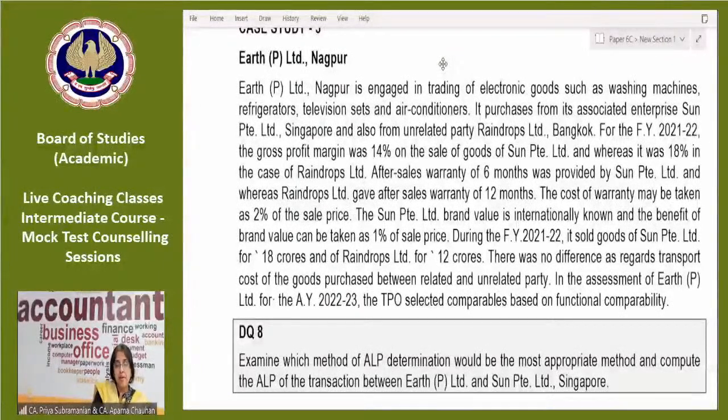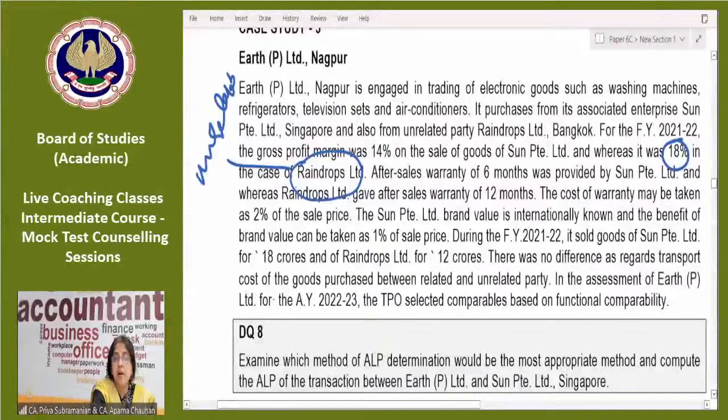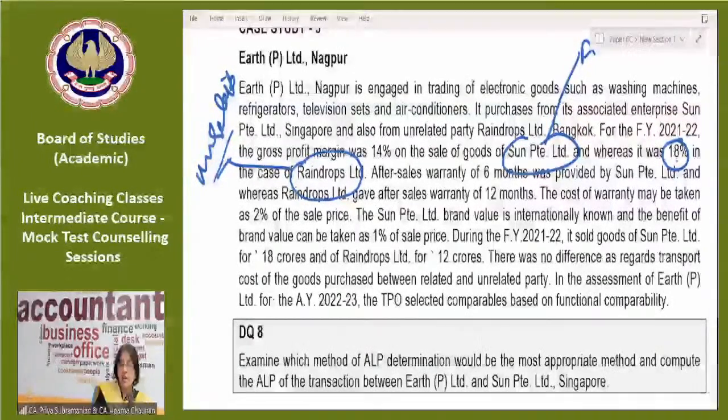And what is a comparable transaction? The comparable transaction is purchasing goods from Raindrops Limited and selling them to unrelated parties. The GP margin of 18% was earned from the comparable transaction, in the case of Raindrops. Raindrops is an unrelated party, whereas Sun Private Limited is an associated enterprise. So we have to take into consideration the GP margin of the unrelated party and proceed to determine the price after making functional adjustments.